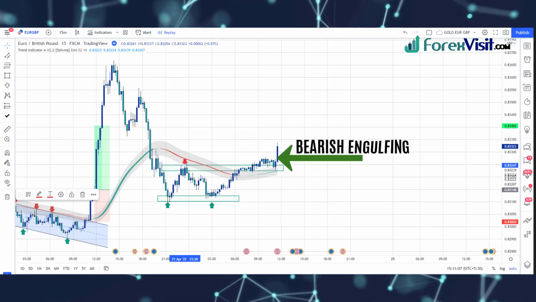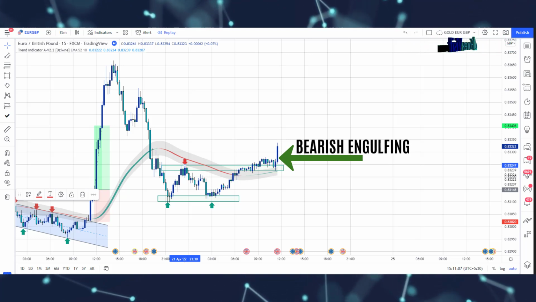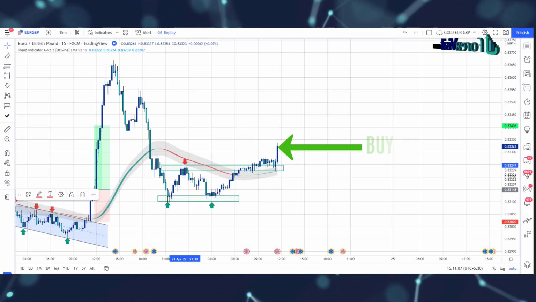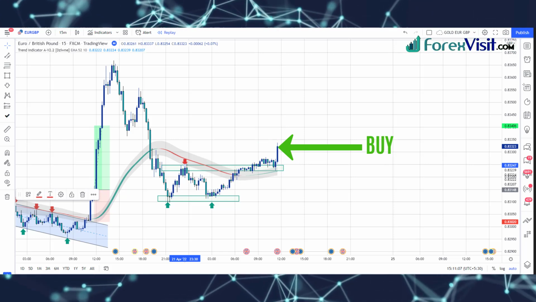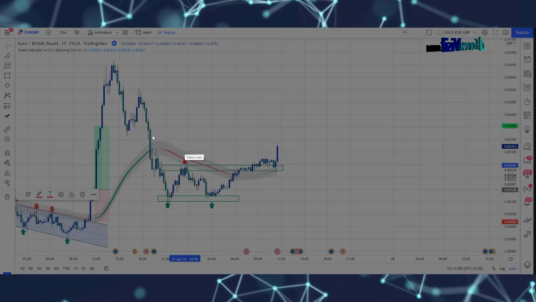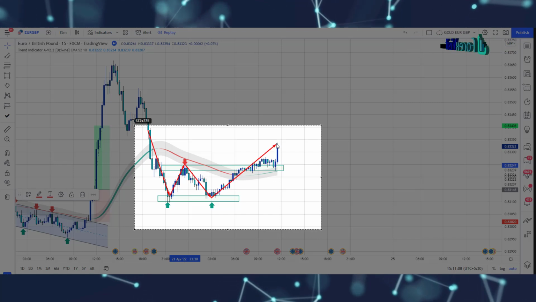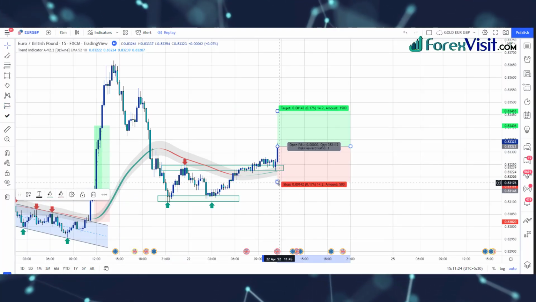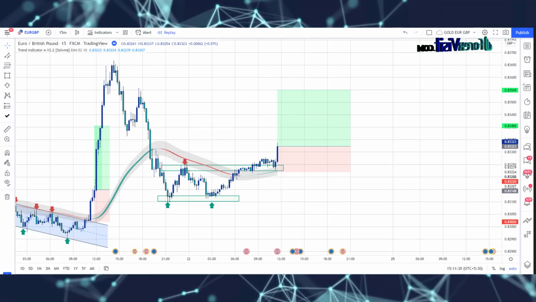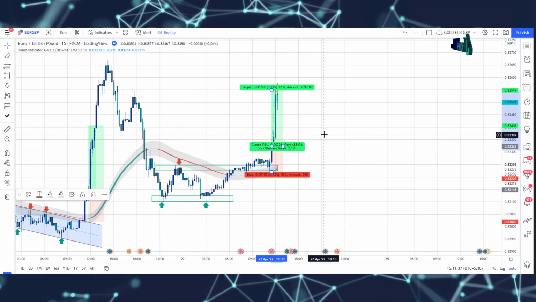And we got engulfing candle along with bullish candle confirmation. So here we place the buy trade and our risk to reward ratio is 1:2. We won this trade.